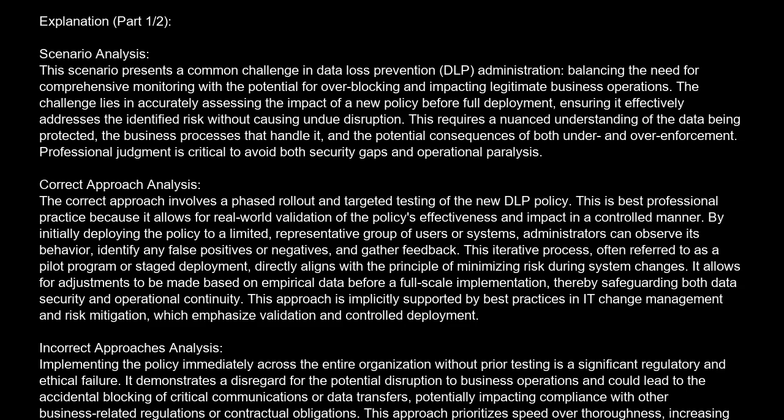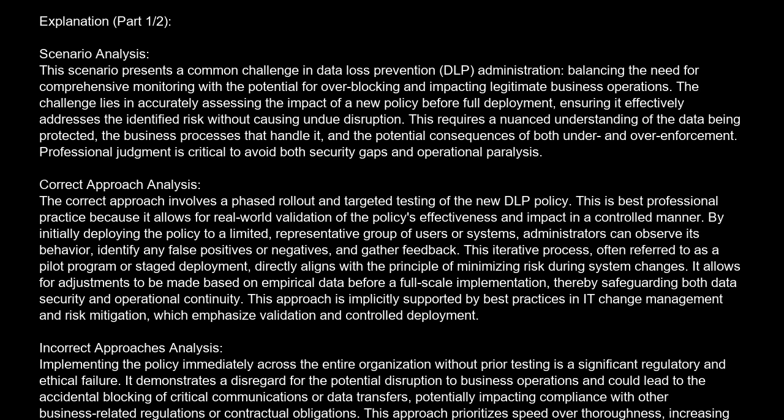The correct answer is D. Deploy the new policy immediately across all financial transaction systems and user endpoints to ensure comprehensive protection against the identified threat. Explanation. Scenario analysis. This scenario presents a common challenge in data loss prevention, DLP, administration, balancing the need for comprehensive monitoring with the potential for overblocking and impacting legitimate business operations.